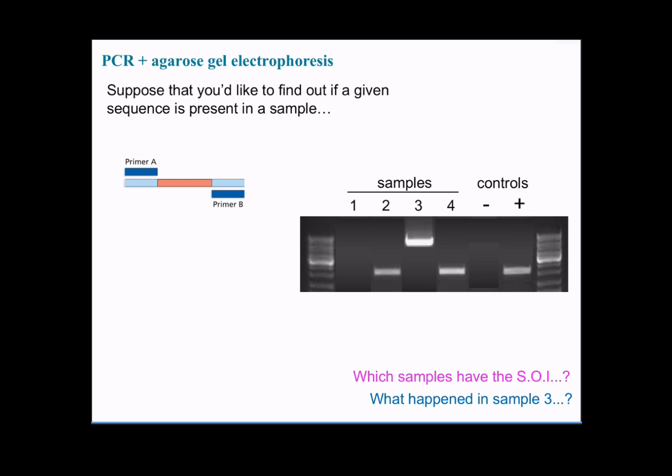And then we have our question mark, our incognito samples, 1 through 4, that we'd like to know if they contain the sequence of interest or not. So based on these results, which samples would you say contain the sequence of interest? 2 and 4 show bands that are of the same size as our positive control.